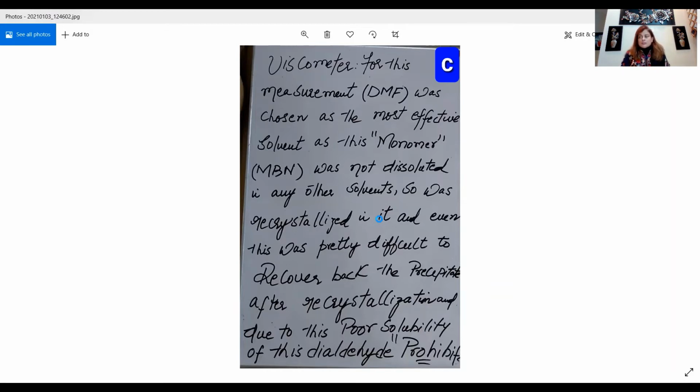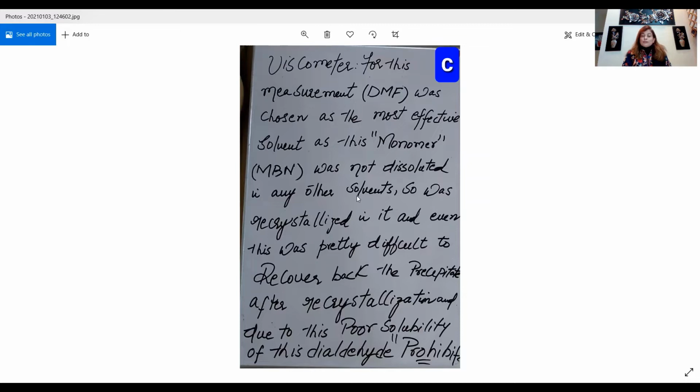Now definitely when we are measuring the viscosity, we need a solvent. So DMF, that is dimethyl formamide, was used during this whole viscometric study, as it was chosen as the most effective solvent for this monomer MBN. I have abbreviated the monomer, 6,6-methylene bis 1-naphthaldehyde, as MBN, right? As this monomer was not easy to dissolve in any other organic solvent, DMF was selected as the best solvent to get this MBN dissolved, right?